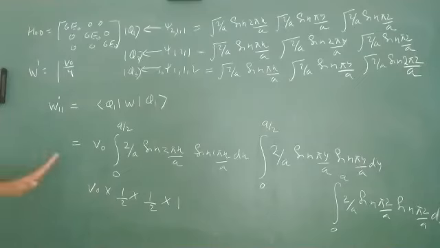Let's go for 1 2 and 1 3. Then we will write each and everything. Okay, so this will be your, just a minute.